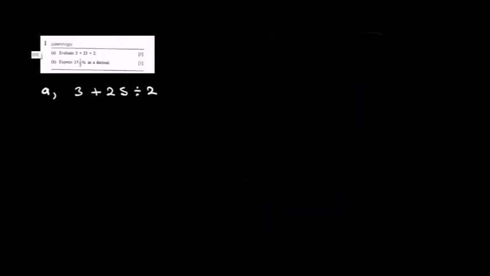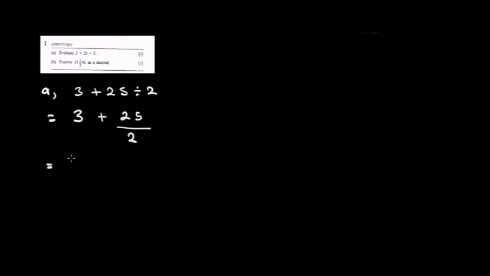So for A, it says 3 plus 25 divided by 2. This means that we should divide before we can add. So 3 plus, dividing this, it's 25 over 2. So 25 divided by 2 is the same as 25 over 2.